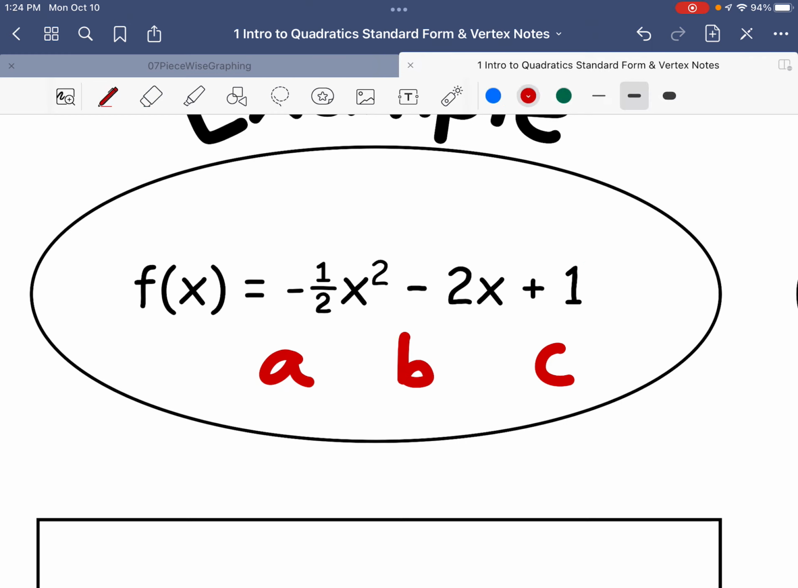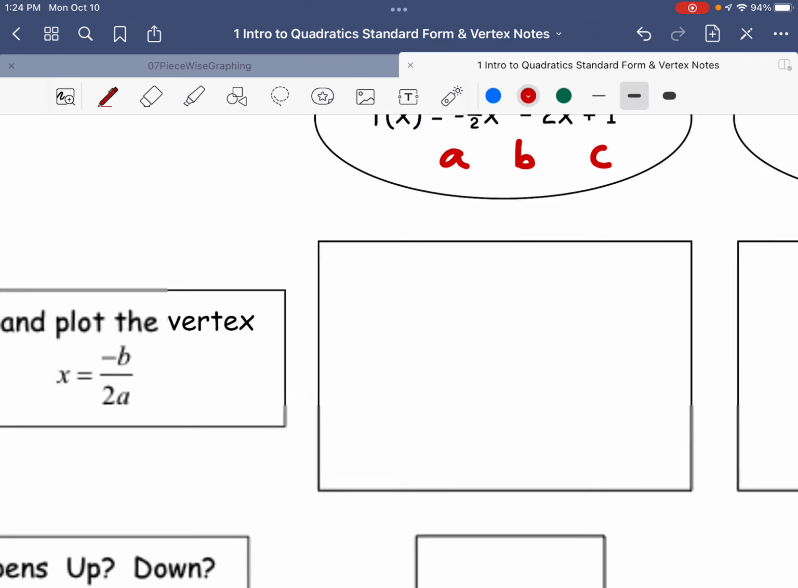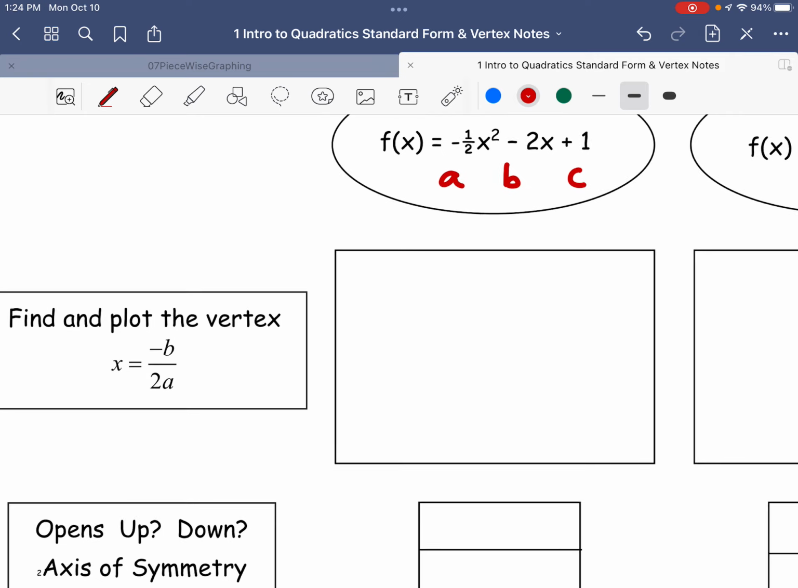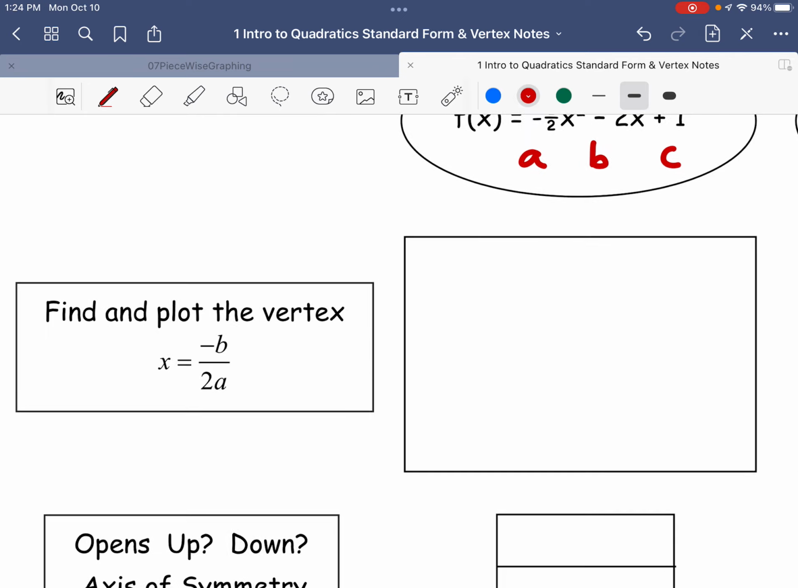That's specifically what we mean when we discuss or talk about a, b, and c. Now, to graph this equation, it would be helpful if we had the vertex. The vertex ends up being one of the most important points, and we end up with one of the most important formulas. It's the formula for the vertex of a parabola.